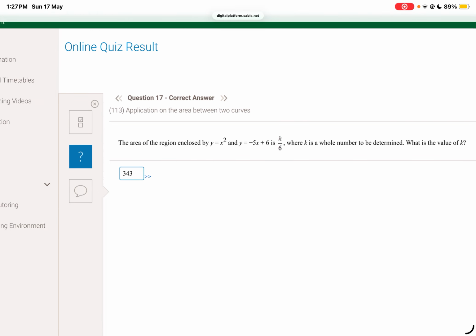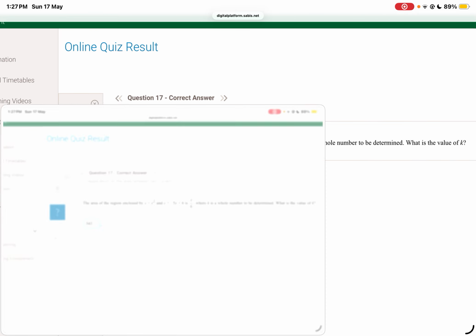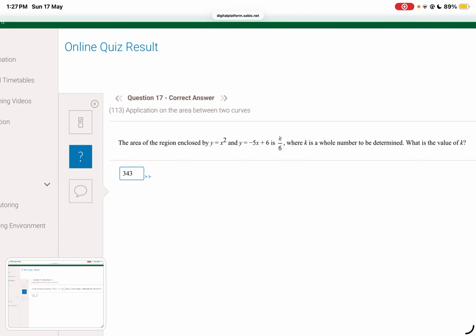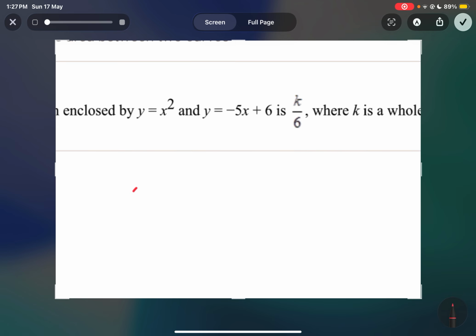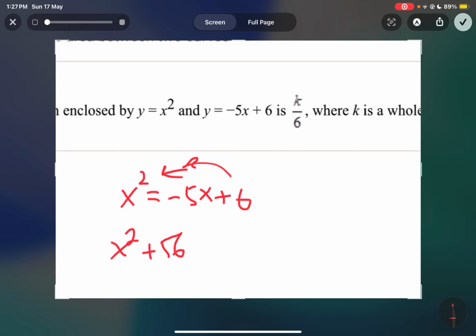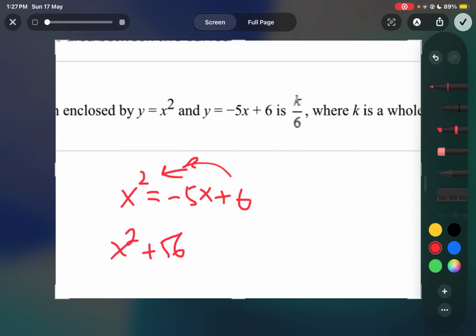Here to find the area between the two curves, okay? First of all, what you do is you find which one is the greater. Okay, now first to find the value of x, my bad. So to find the values of x, you put them both equal to each other. So x squared is equal to minus 5x plus 6. Move everything to one side. x squared plus 5x minus 6, okay, equal to 0.